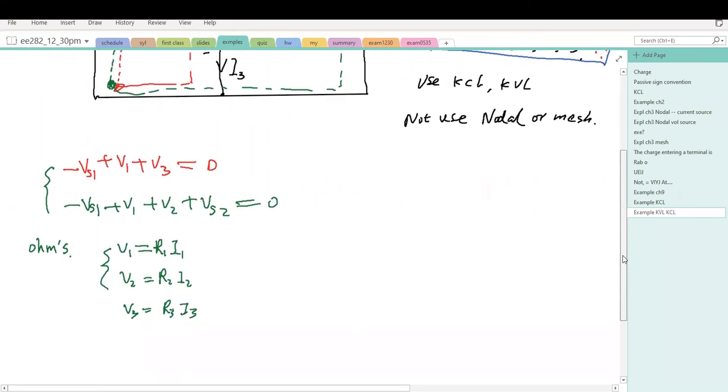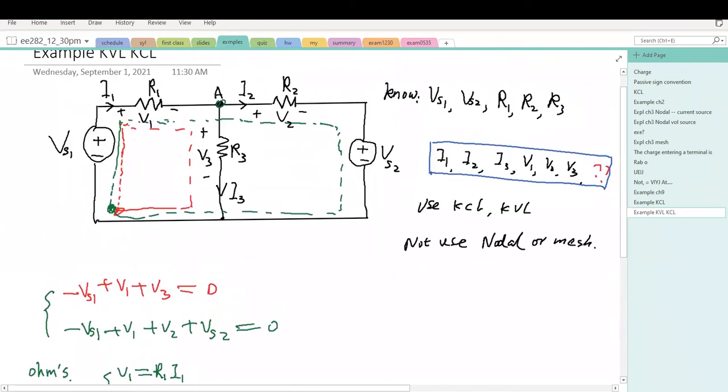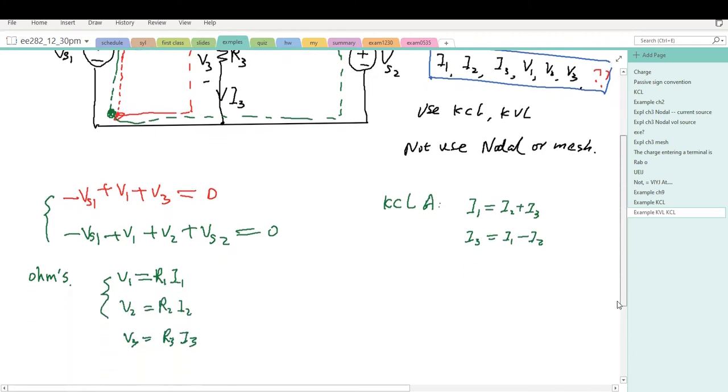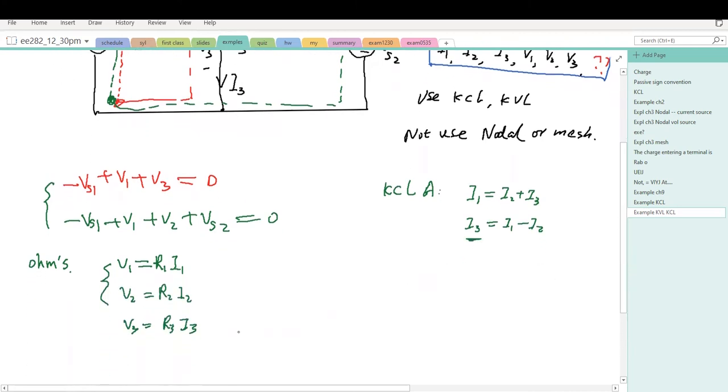But for I3, we want to use KCL on this node A. So KCL on node A. We're going to have current flowing in equals current flowing out. So current flowing in, I1, equals current flowing out, I2 plus I3. So we have I3 equals I1 minus I2. So now we're going to plug I3 into this equation.